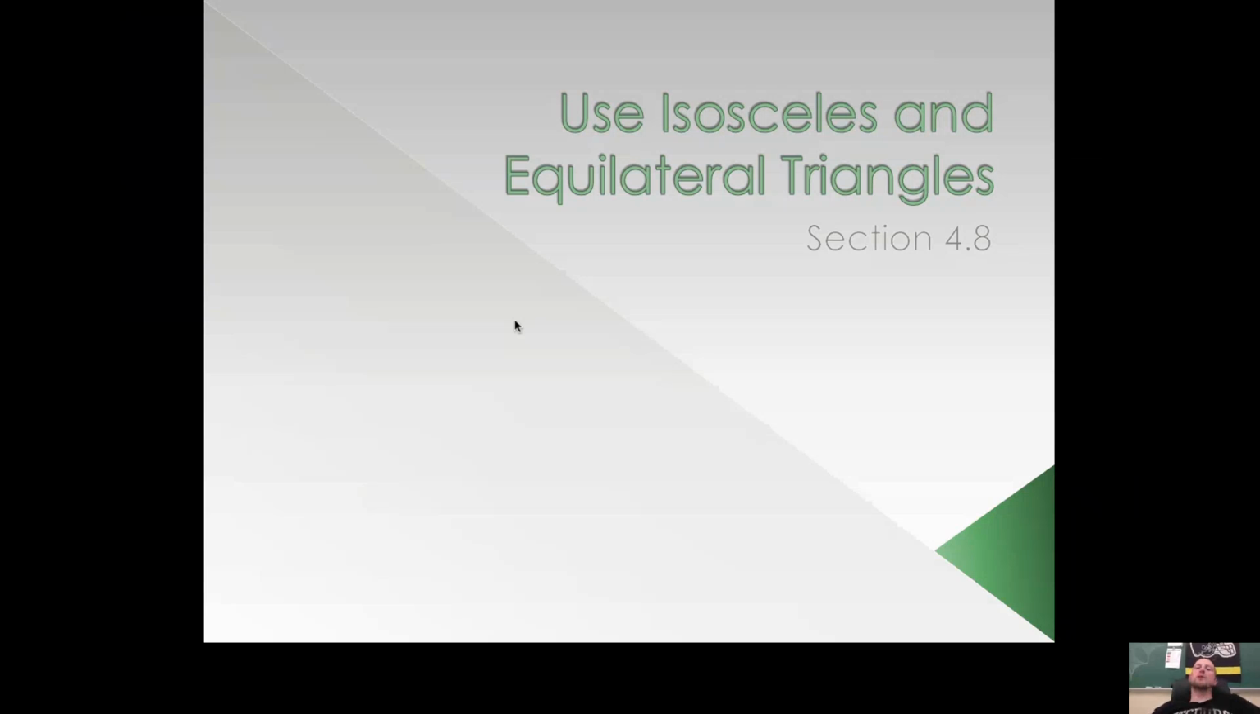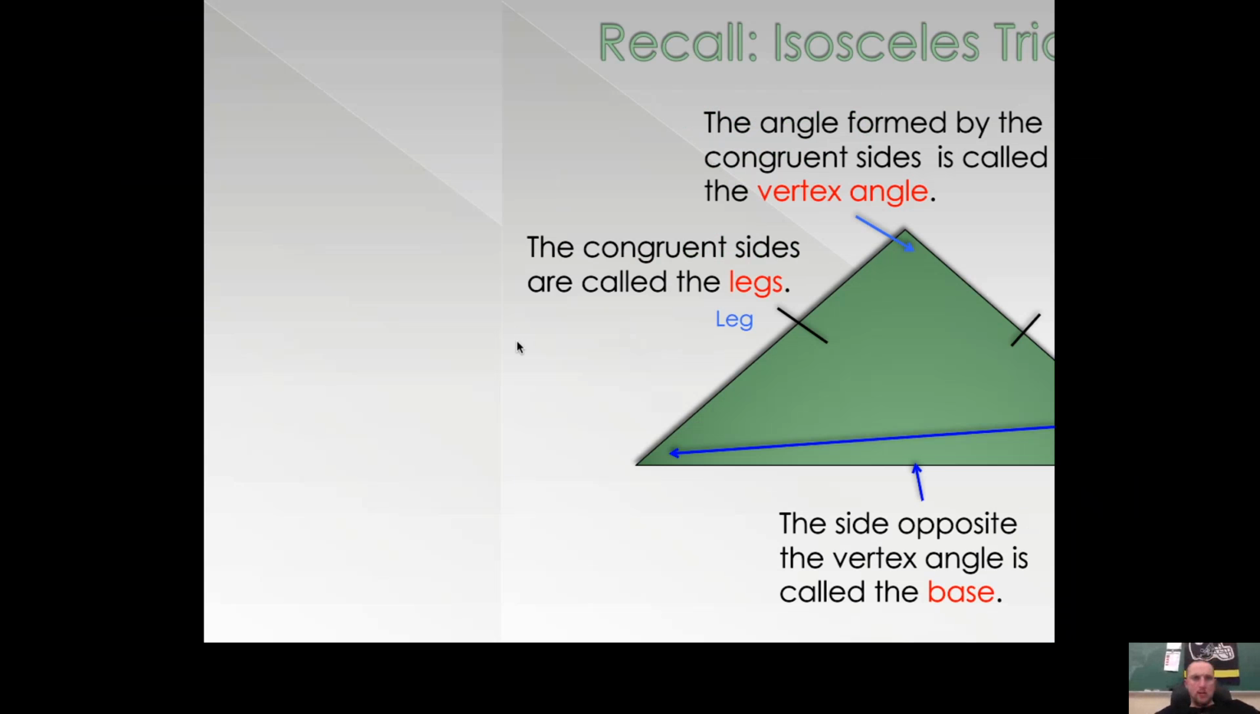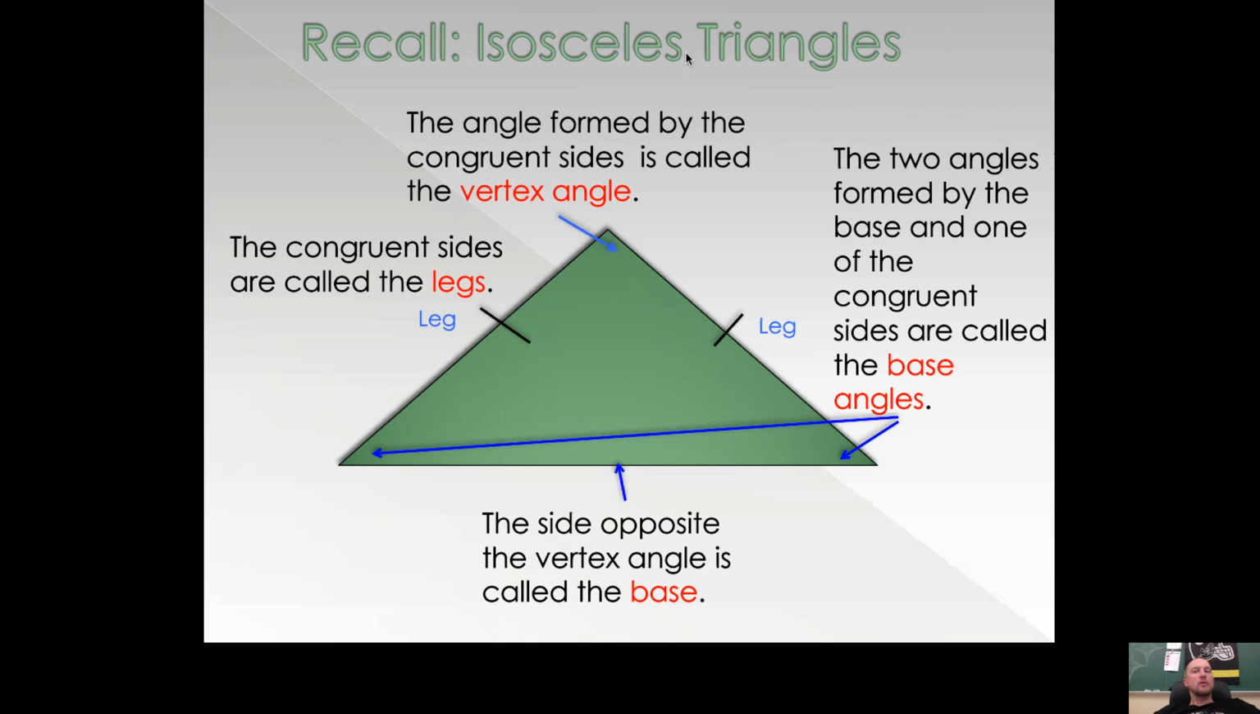This is section 4.8. We're going to use isosceles and equilateral triangles. So here's a little review of what an isosceles triangle is. An isosceles triangle has two sides that are congruent. Those are called the legs. The side that is not the same length as the other two, that's called the base.